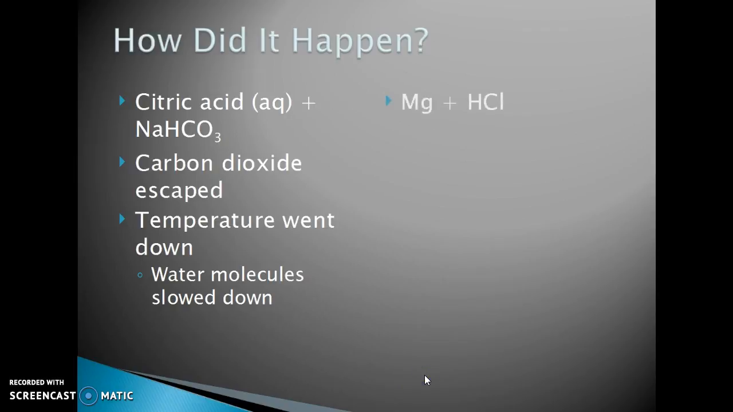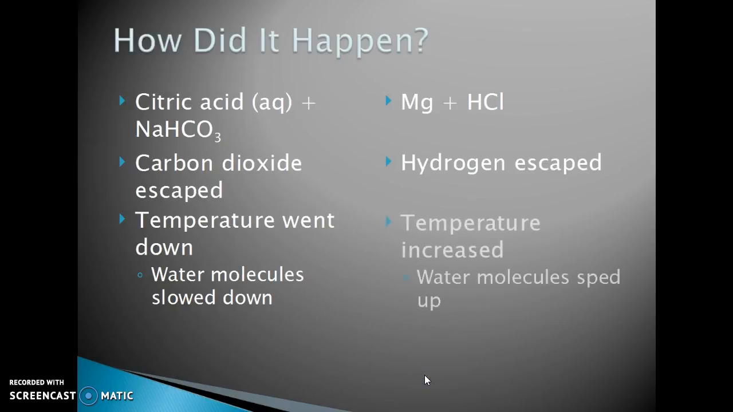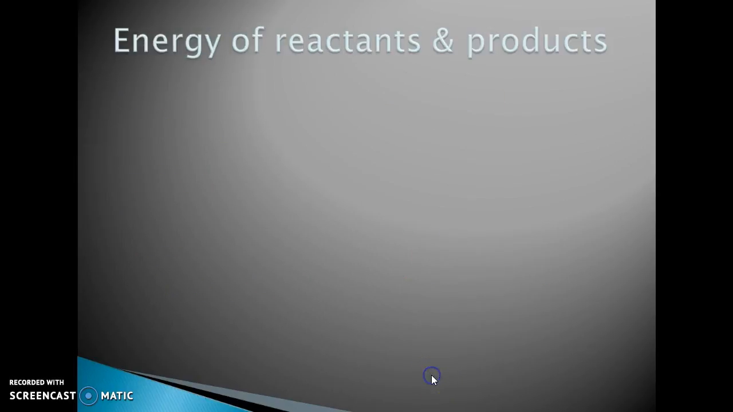When you put the magnesium into the hydrochloric acid, hydrogen gas escaped, as it has in the several times you've done this reaction. The temperature of the surrounding water went up because the water molecules were speeding up. Their kinetic energy was increasing.